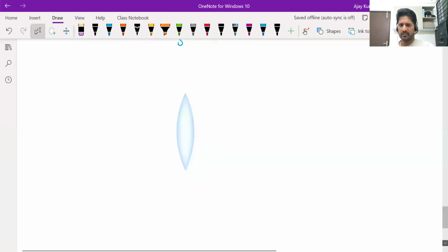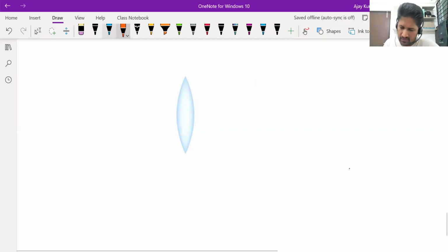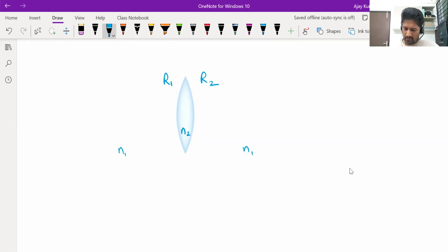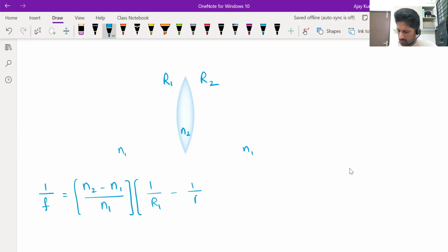Now we have seen that whether you take light incident from left side or right side, focal length is the same. So let's assume light is incident from the left side itself. Assume this surface radius is R1, this surface radius is R2. Inside the lens, the refractive index is N2, outside is N1. Then from the lens maker formula, you get 1 by f is equal to (N2 minus N1) divided by N1 into (1 by R1 minus 1 by R2).